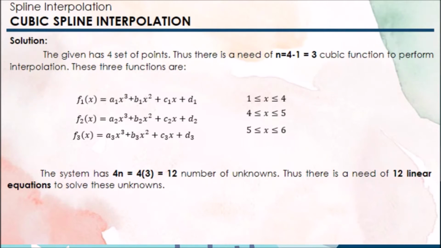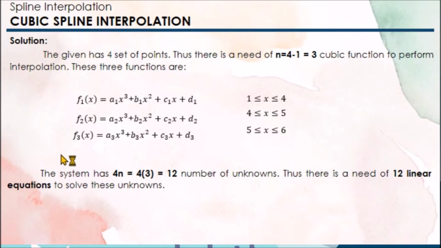So these three functions are the equations generated when we connected the four data points. For f sub 1 of x, we have a sub 1 x cubed plus b sub 1 x squared plus c sub 1 x plus d sub 1, wherein our x must be greater than 1 but less than 4. And then for f sub 2 of x, that is equal to a sub 2 x cubed plus b sub 2 x squared plus c sub 2 x plus d sub 2, wherein our x here must be greater than 4 but less than 5.